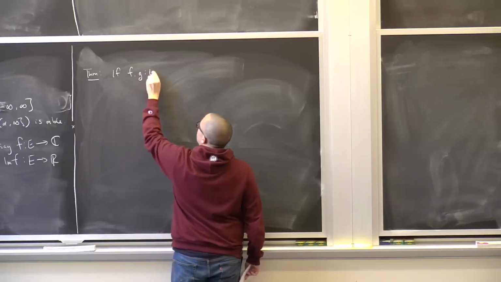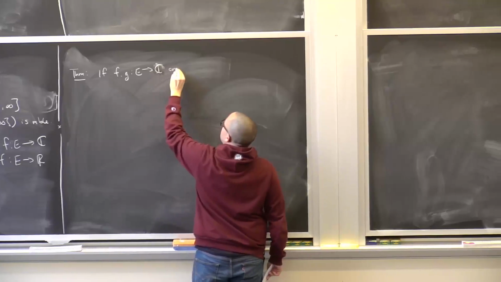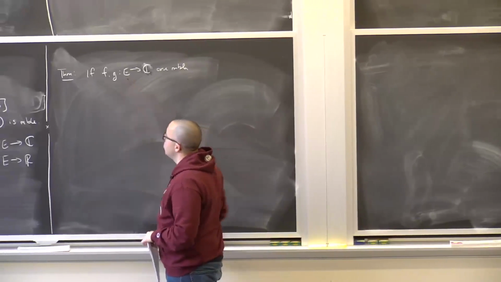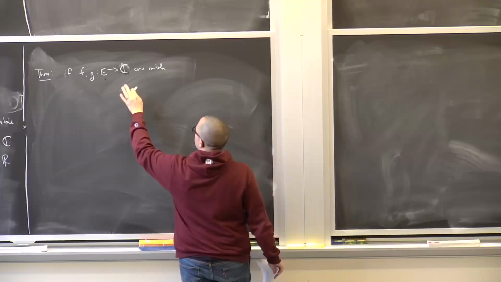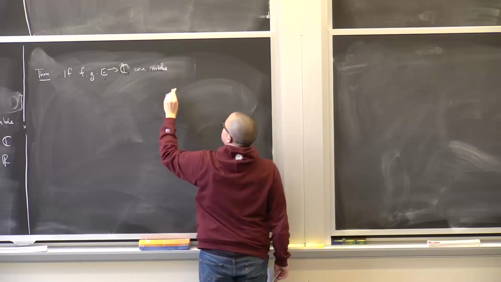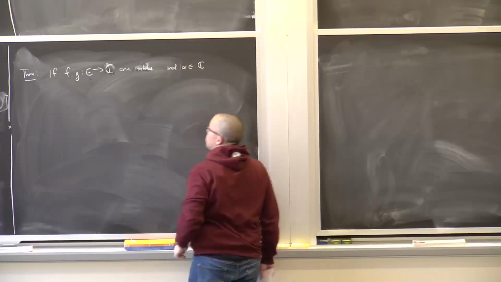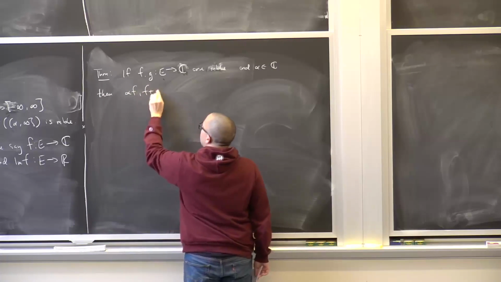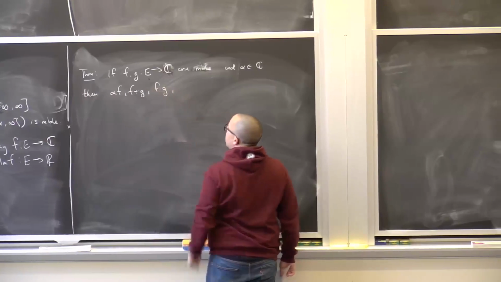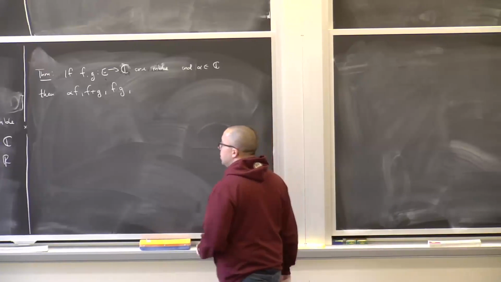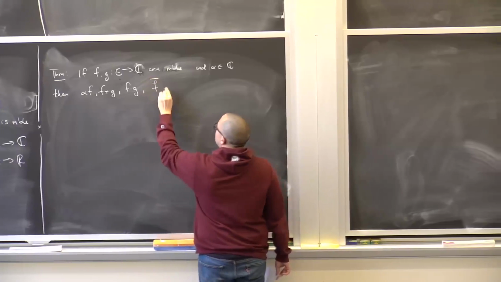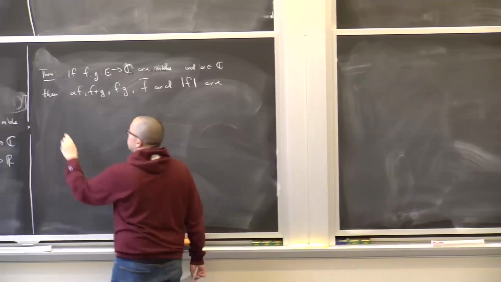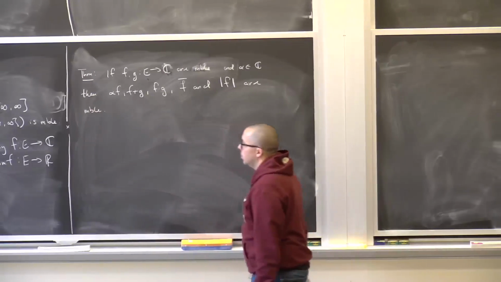If f, g are measurable, and I didn't say so, but if we're talking about measurable functions, the domain E is always assumed to be a measurable subset of R. So if these are measurable functions and alpha is a complex number, then the functions alpha times f, f plus g, f times g, and a few other things, the complex conjugate of f and the modulus of f, are measurable functions. Okay?